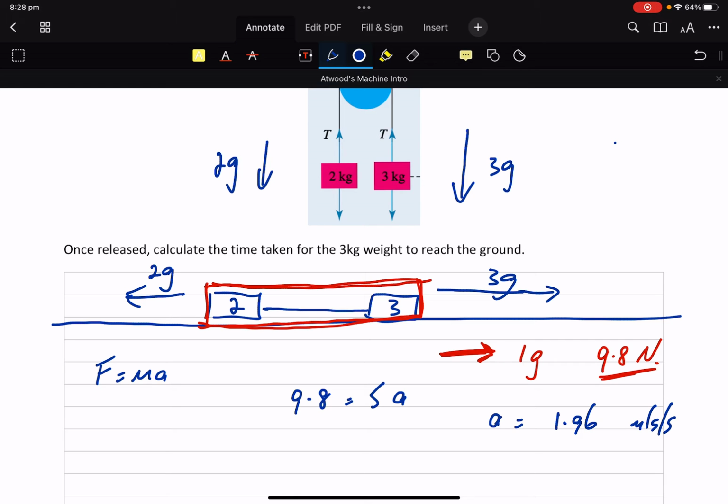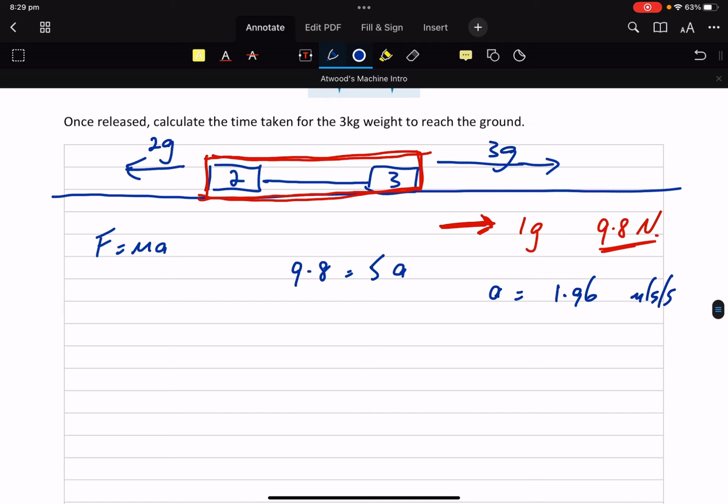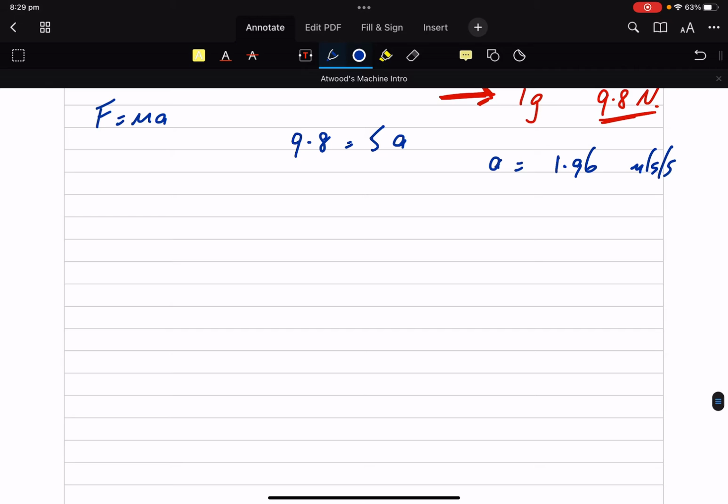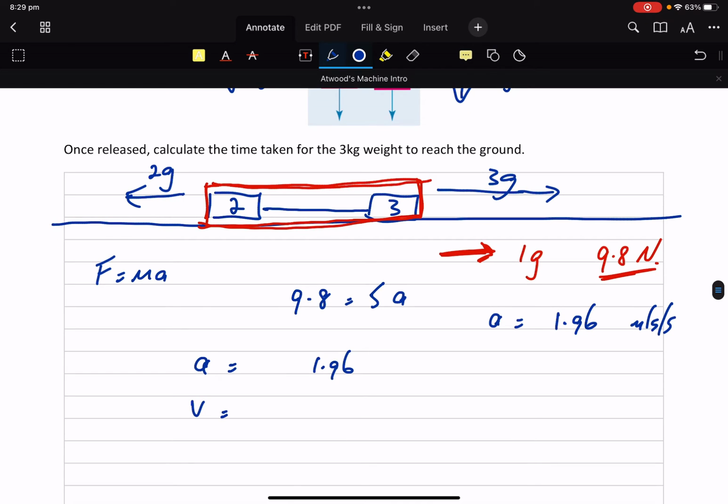And now we just need to work out how long it takes to travel the 1.5 meters to the ground. If you're in physics, you're going to go straight to x equals ut plus a half at squared. But bear with me, I've got some maths kids here, and they're not allowed to do that. We're going to start with our acceleration, which is 1.96. We're going to integrate acceleration with velocity and get 1.96t plus c, and we're going to argue that c is 0 because initial velocity is 0.